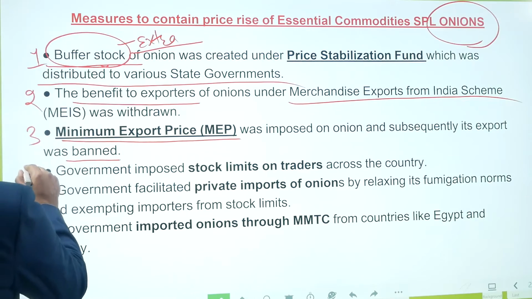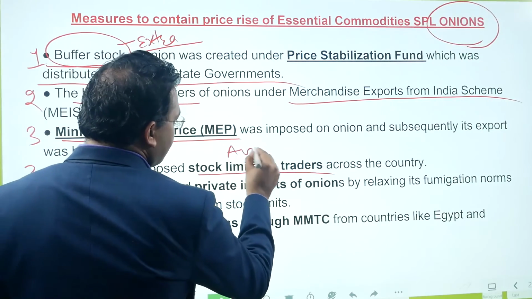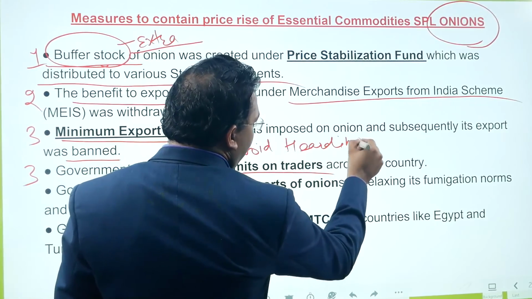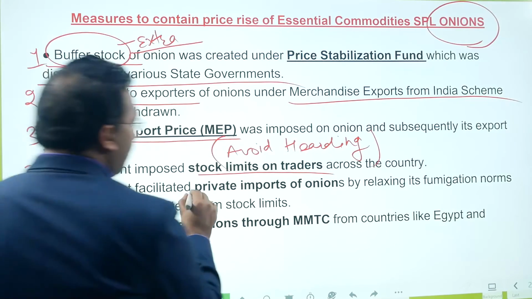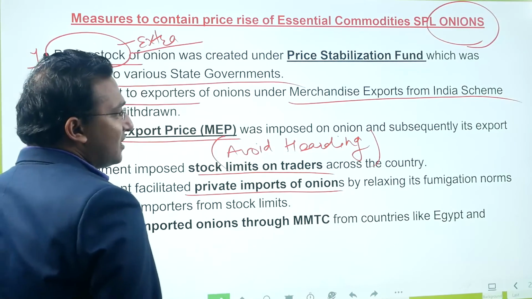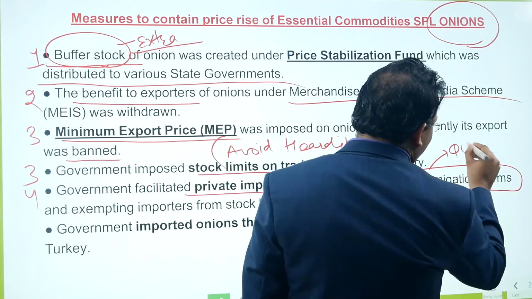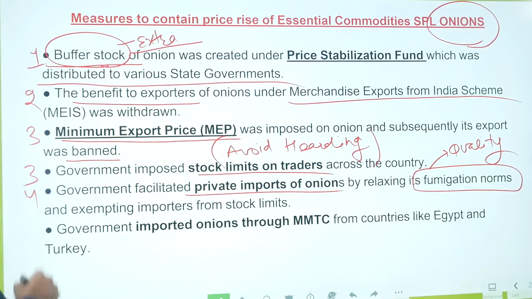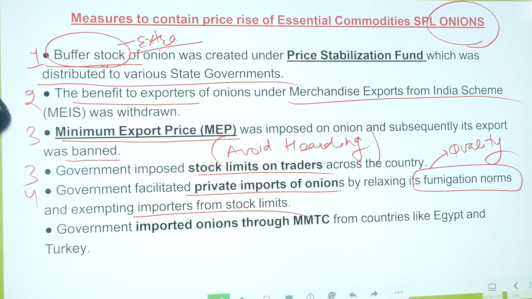Next, the government imposed stock limits on the traders, so as to avoid hoarding. The upper stock limit was imposed. Next, the government facilitated private imports of onions by relaxing its fumigation norms. These fumigation norms are regarding the quality, the phytosanitary measures. It is part of the phytosanitary measures, and exempting importers from the stock limit. So importers can import and they can have any amount of stock from the import.